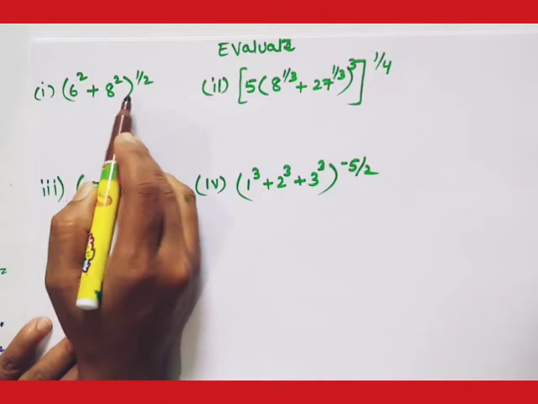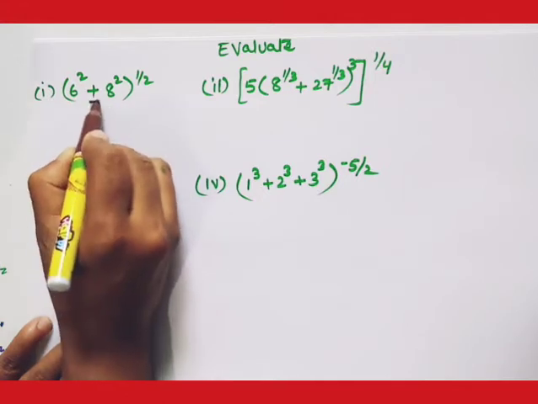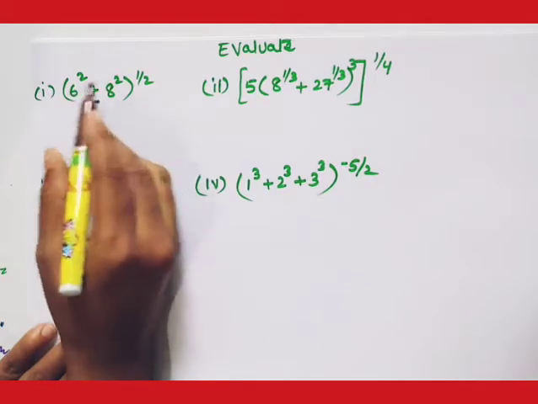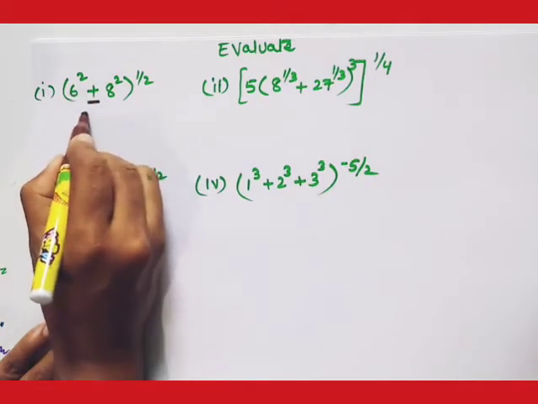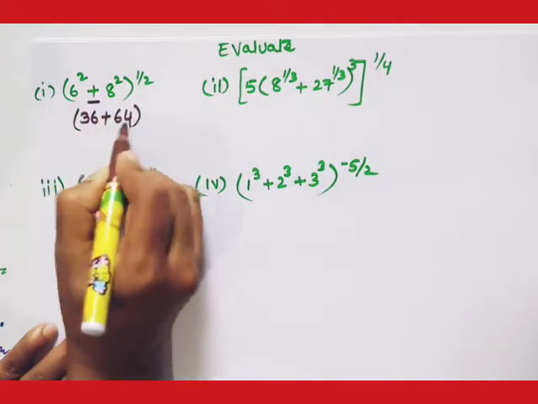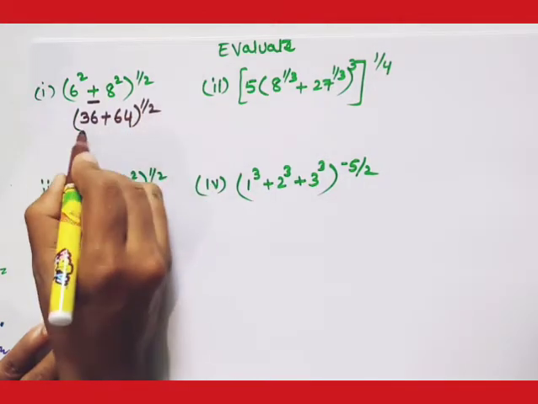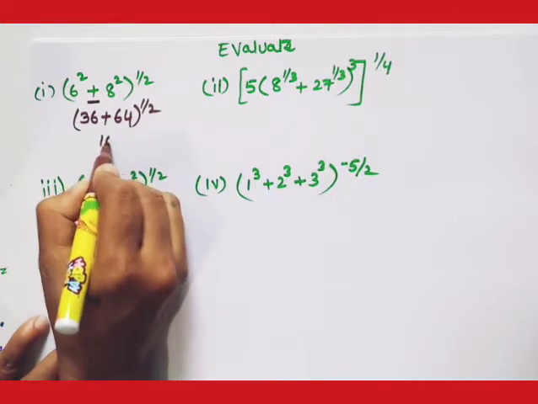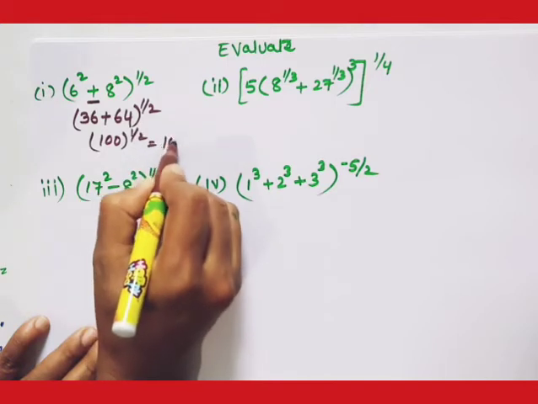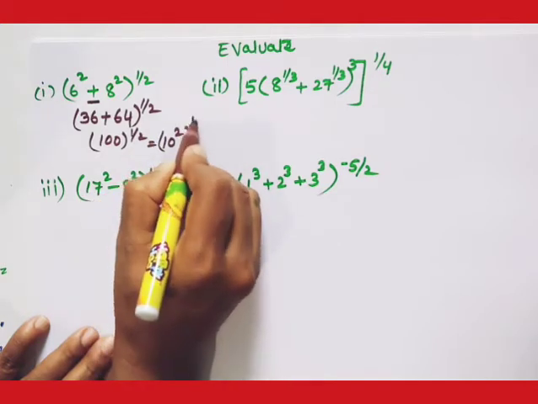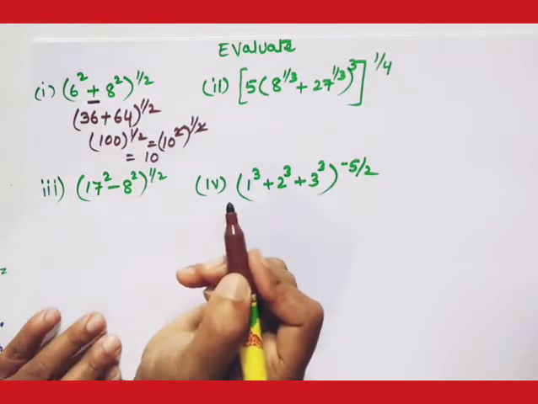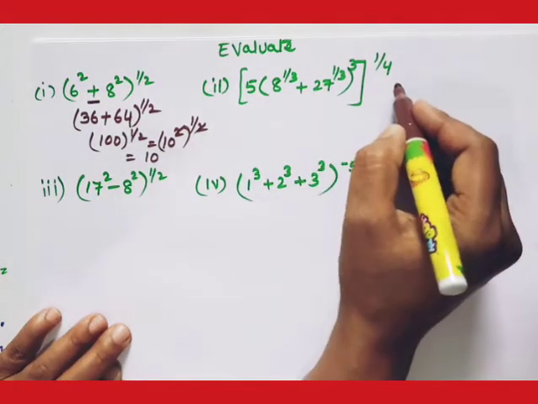Here it is not power to the power because there is a plus sign here. So what you have to do is first solve this bracket. You will get 6 square, that is 36, plus 8 square, that is 64, and to the power 1 by 2. Now what is 36 plus 64? It is 100 to the power 1 by 2. What is 100? You can write it as 10 square to the power 1 by 2. Now 2 will be cancelled and you will be left with 10.